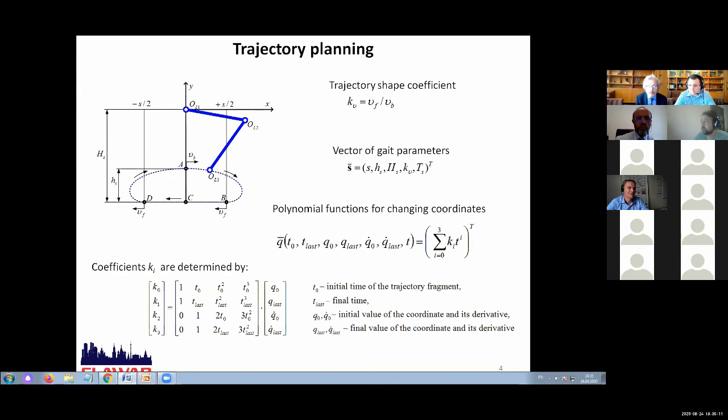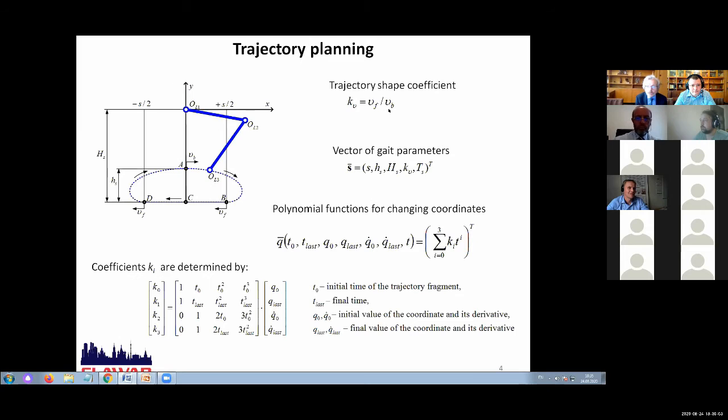The trajectories of points OL3 and OR3 are determined by the parameters of the mechanism, type of gait, and step parameters. Let us introduce a coefficient K epsilon that determines the shape of the trajectory. In this equation, epsilon F is the speed along the linear part of the trajectory, its movement together with the support surface, and epsilon B is the maximum foot speed for symmetrical walking.